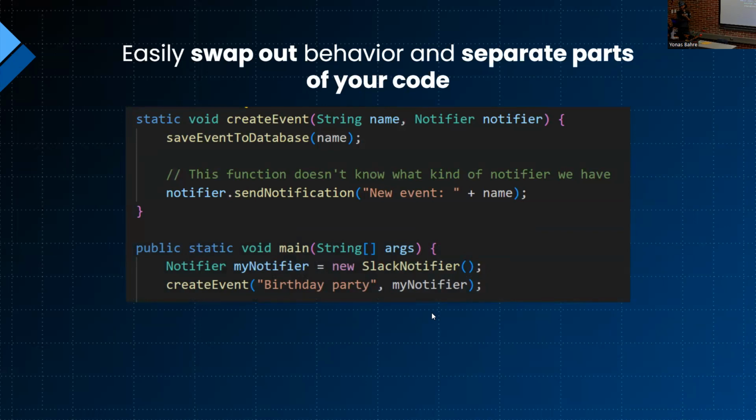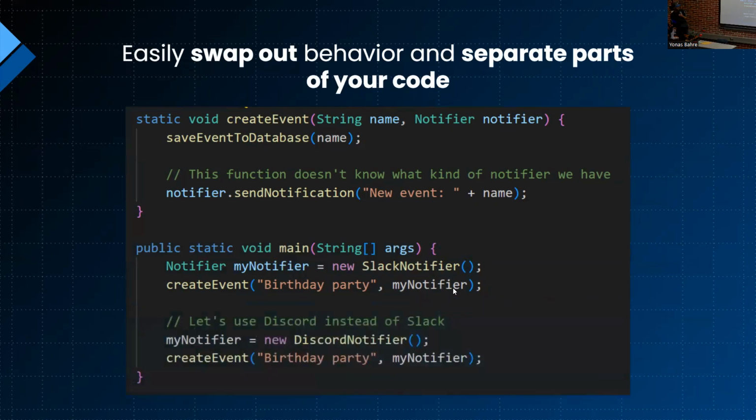Make this event and then send it to a Slack channel somewhere. But then let's say we change our mind, say no one uses Slack except old people. Let's send it to Discord instead. With this interface, all we have to do is just change the notifier like this, and then put it back into the exact same function.